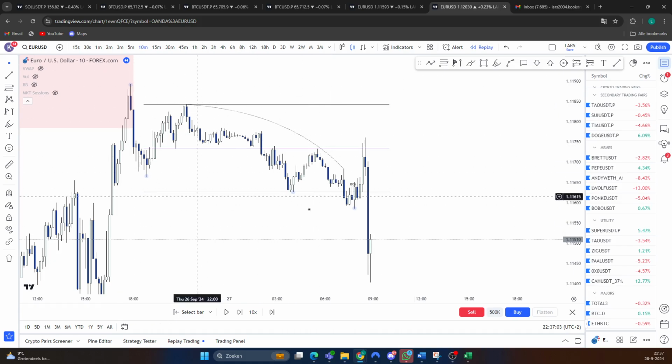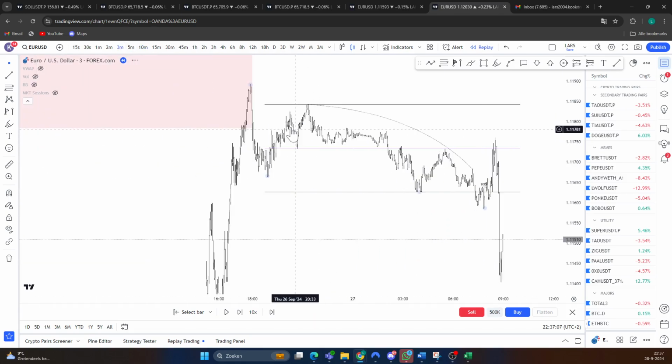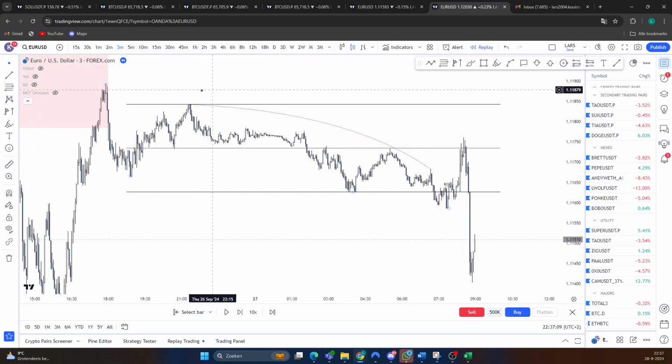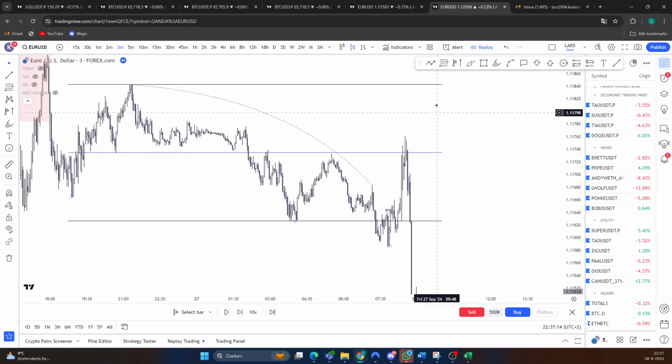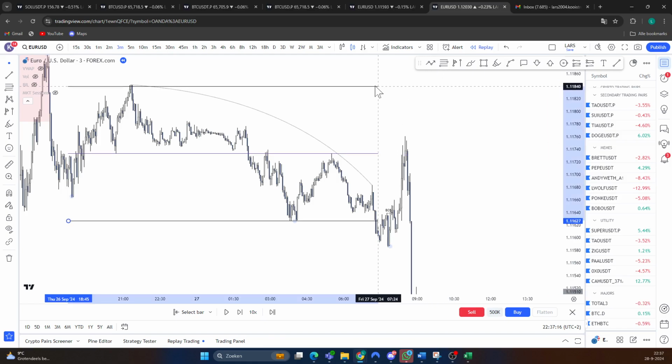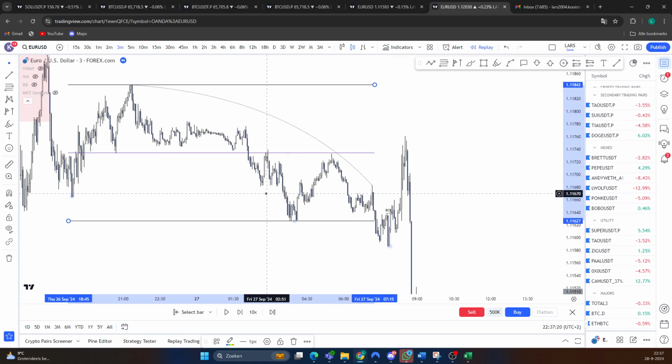But if you had this in a different context, I would say this could be nice. But because we already mitigated the supply zone, I'll be very sketchy. Now, let's say you still traded this, which I wouldn't suggest because you're trading against a high time frame distribution.